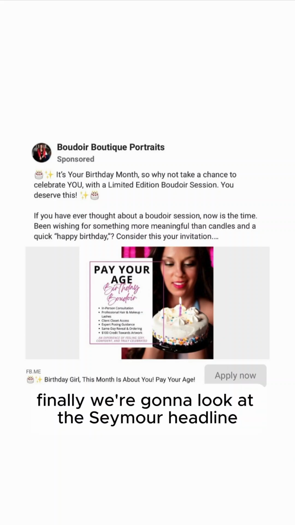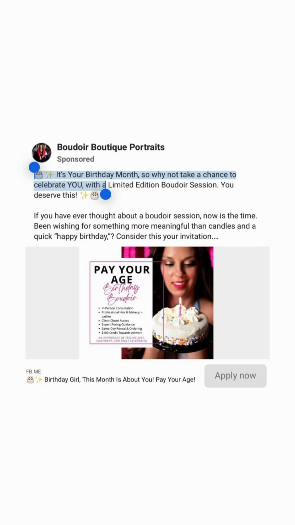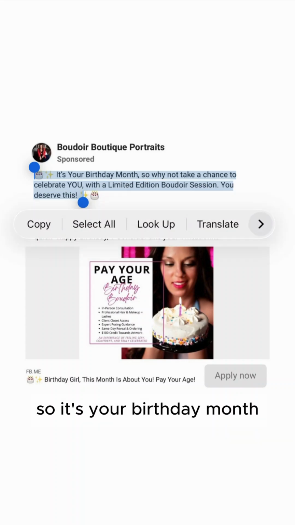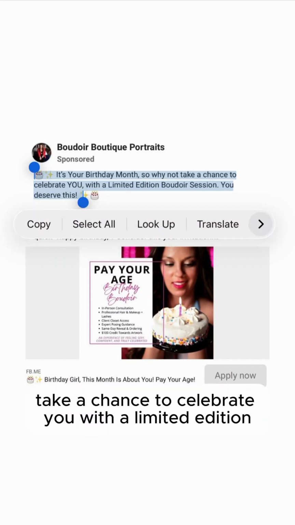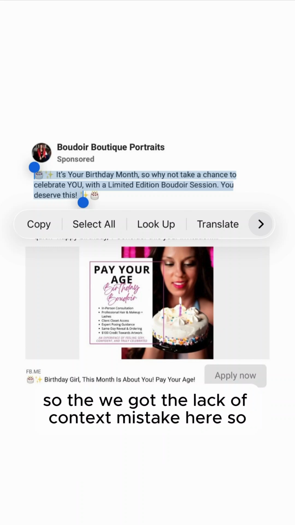Finally, we're going to look at the See More headline, the first 2 3/4 lines of the Facebook mobile news feed. We're using 2 1/4 lines here. It's your birthday month, so why not take a chance to celebrate you with a limited edition Boudoir session? You deserve this. All right, so we've got the lack of context mistake here.